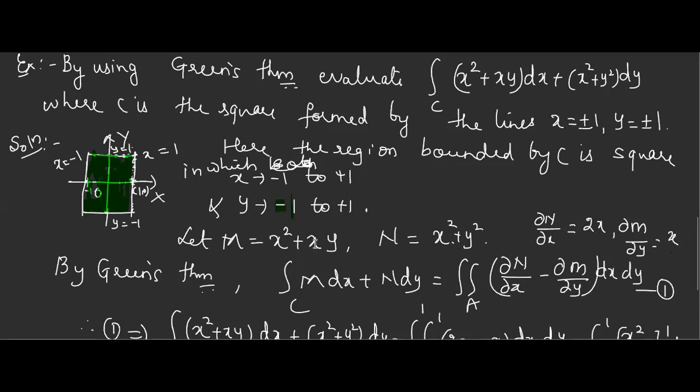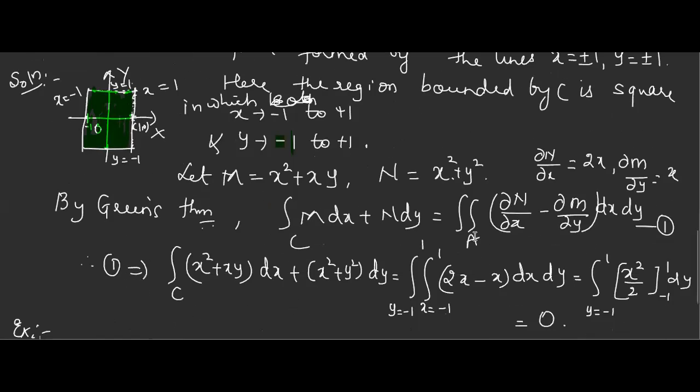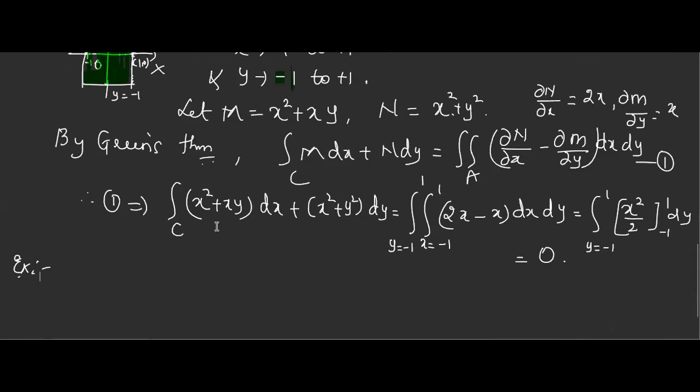Let us substitute all these changes in the statement of Green's theorem. If you substitute and simplify, you are going to get 2x minus x. The value of this is x. Integration of x is x square by 2. Limits are minus 1 to plus 1. So if you substitute the limits, it is going to be 0.